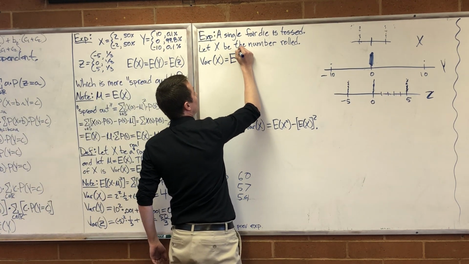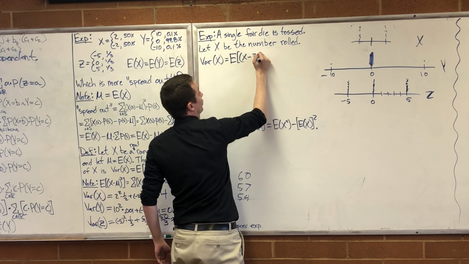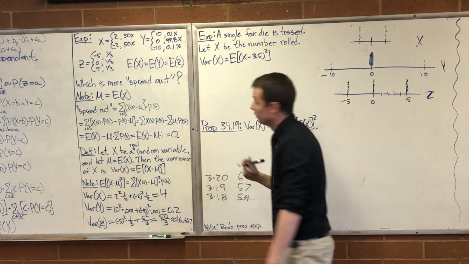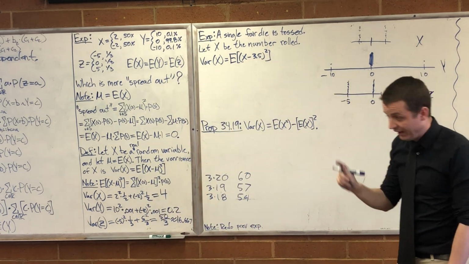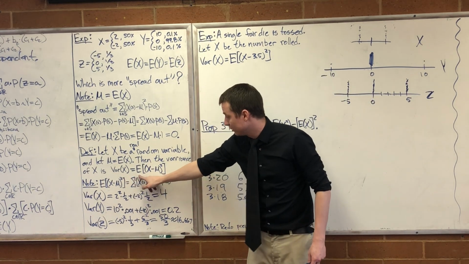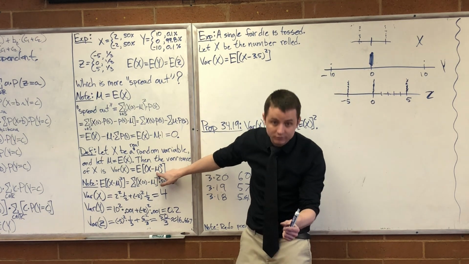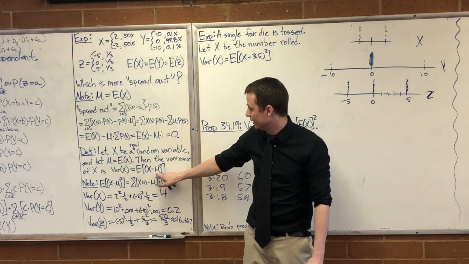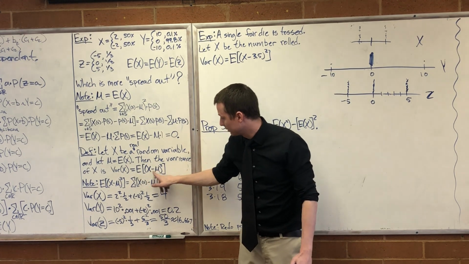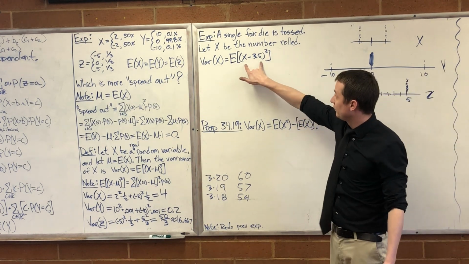That's going to be the expected value of x minus 3.5, or mu, squared. That is the variance. Our variance is equal to the expected value of x minus the expected value of x, or mu. That's why we don't put another E sub x in there, and we use a mu instead, so you don't have an expected value inside of an expected value. Is that my confusion? So we just want the expected value of this thing.